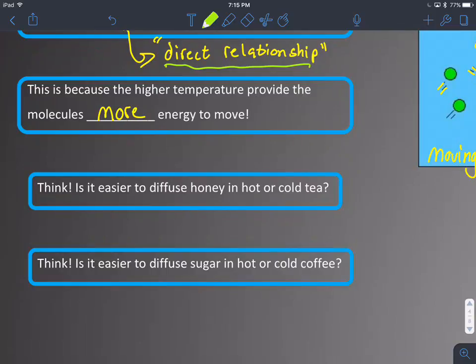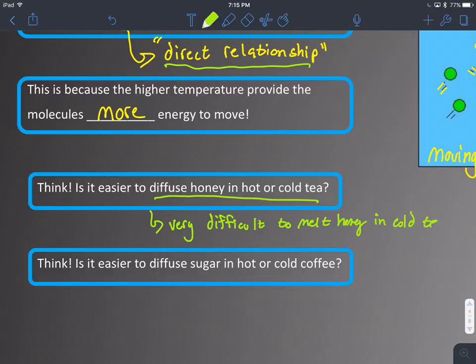And here are just some examples I want you to kind of process. Is it easier to diffuse honey in hot or cold tea? Well, it's very difficult to diffuse honey in cold tea because it's very difficult to melt. So it's really in hot tea that this honey gets enough energy to actually melt and diffuse throughout the entire solution. So we're going to circle hot there.